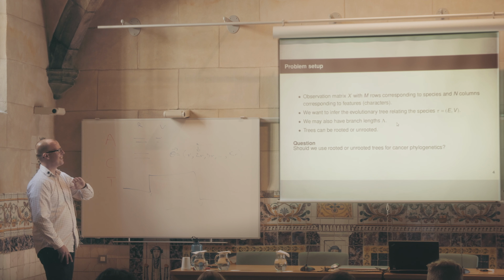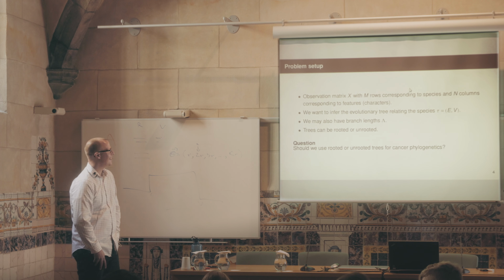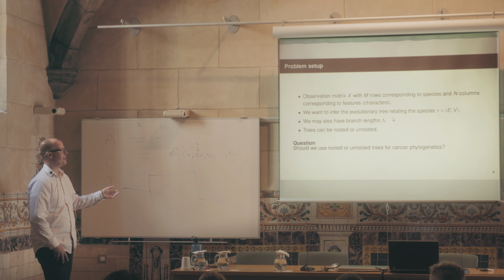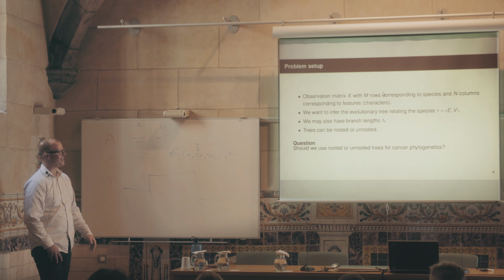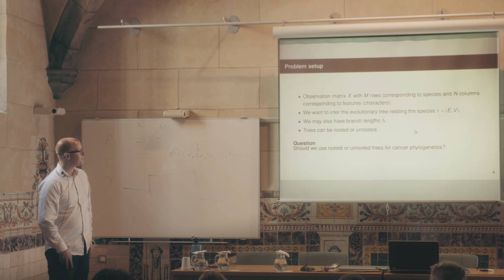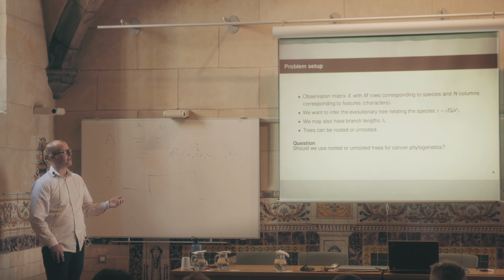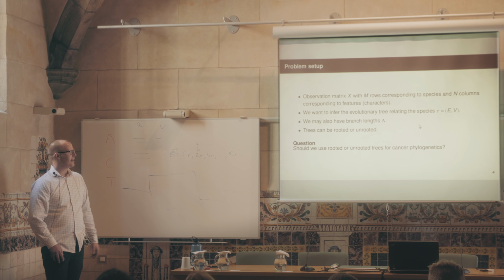Okay, I'm going to forget about single-cell data right now, and I'm going to go back to bulk sequencing. The classic phylogenetic setup, which I've sort of alluded to already, is we have a data matrix, an observation matrix, where we have m rows corresponding to species, and we have n columns corresponding to features or characters, right? And what we want to do is infer this evolutionary tree relating species, tau, where we have a set of edges and a set of vertices. In some cases, we'll have branch lengths.